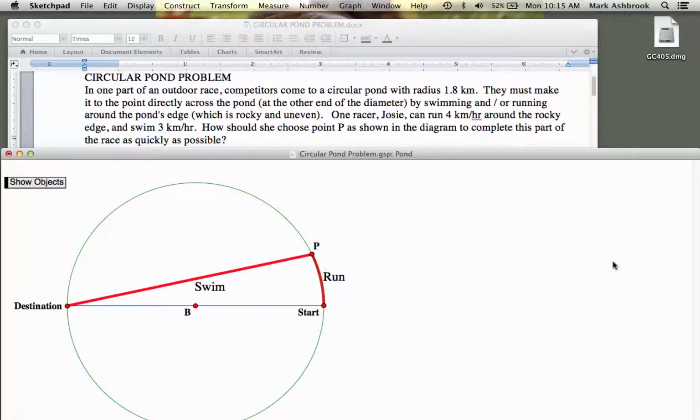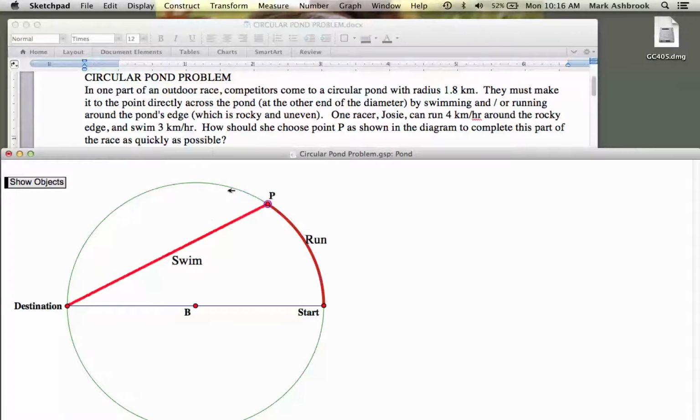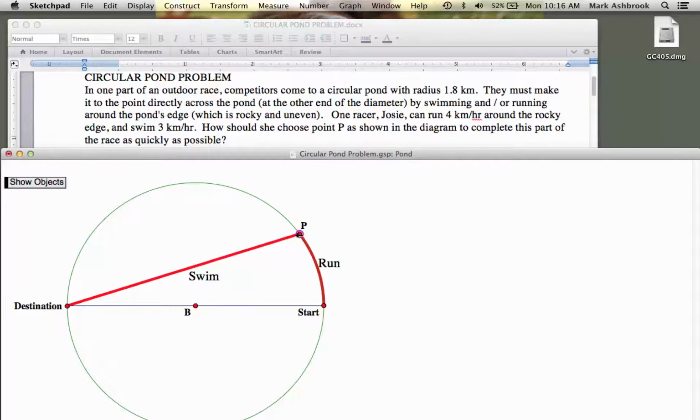So again, the scenario is she's going to start here, and she can choose to run as far as she wants around, and then she can start swimming also from that point. So the point P is variable. How should she choose the point P to make it directly across the pond as quickly as possible?